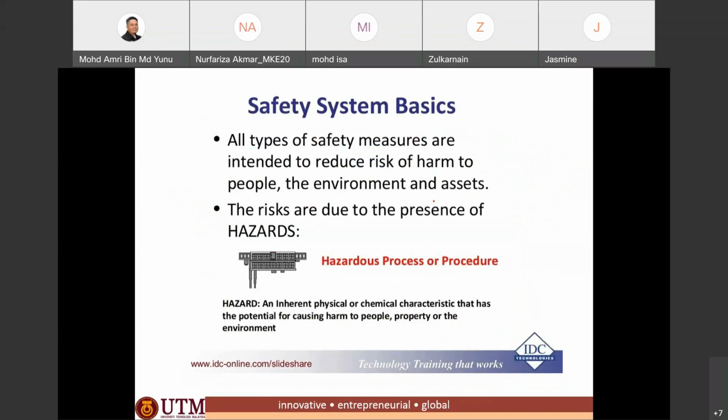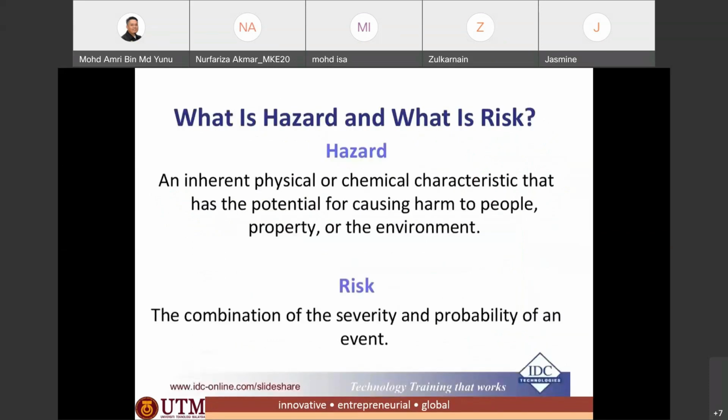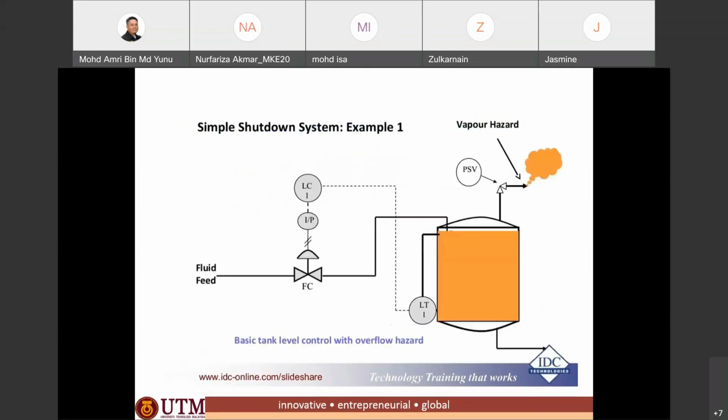This hazard, I think we have covered. Hazard again: potential of causing harm, physical or chemical. But this definition is more on the source, because the hazard in this term does not include the human action. But it's okay. Risk again.